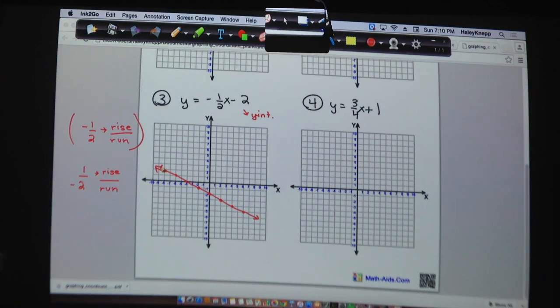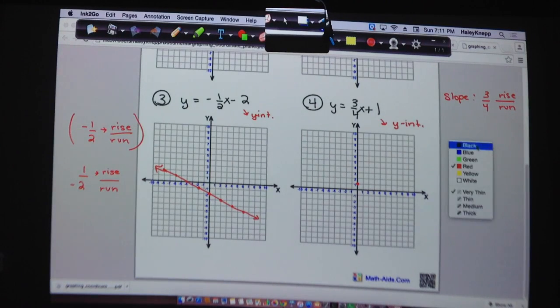Now for number 4, my y-intercept, which is what I graph first, is at 1 on my first point. Well, I know my slope is 3/4. So that means I'm rising 3 and running 4. Or negative 3 divided by negative 4 is also a slope of 3/4. So I could rise negative 3 and run negative 4.